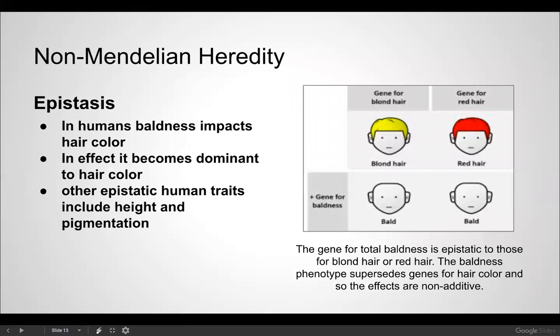In humans, baldness impacts hair color. It becomes dominant to hair color. Other epistatic human traits include height and pigmentation. The gene for total baldness is epistatic to those for blonde hair or red hair. The baldness phenotype supersedes genes for hair color, and so the effects are non-additive. And that's it.